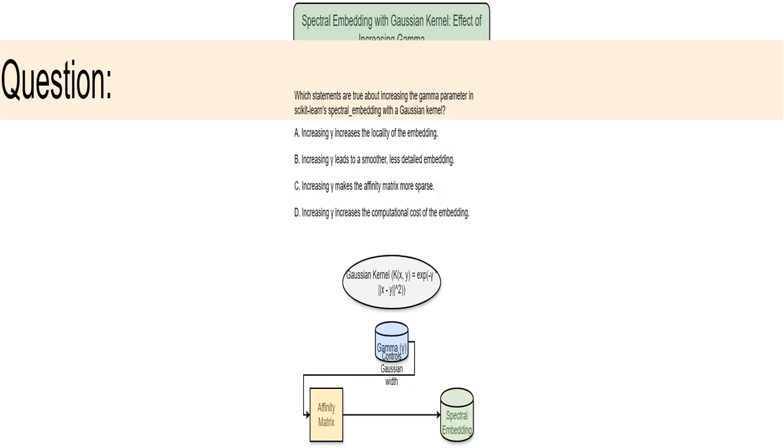This question asks you to think about how changing the gamma parameter affects the results of a dimensionality reduction technique called spectral embedding, which uses a Gaussian kernel. Think about the Gaussian kernel function. It measures similarity between data points. Let's explore how gamma affects it.